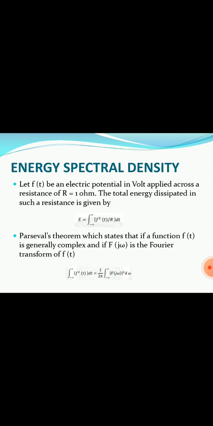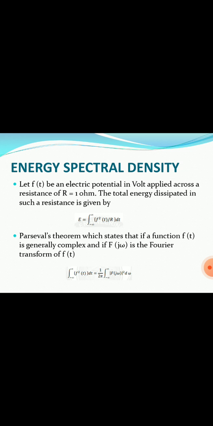Next one, energy spectral density. For the derivation of energy spectral density, we have to consider f(t) being an electric potential in volts. That will be applied across a resistance of 1 ohm. The total energy dissipated in a resistance is given by E equal to integral from minus infinity to infinity of f squared(t) by R into dt. Here the value of R will be 1.